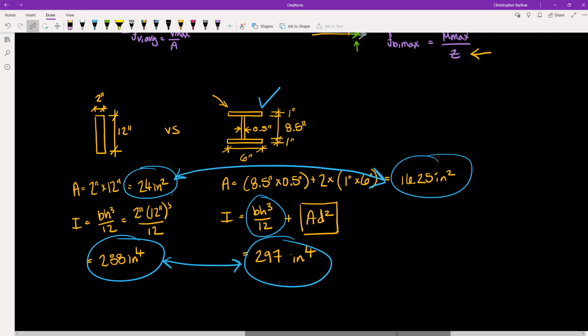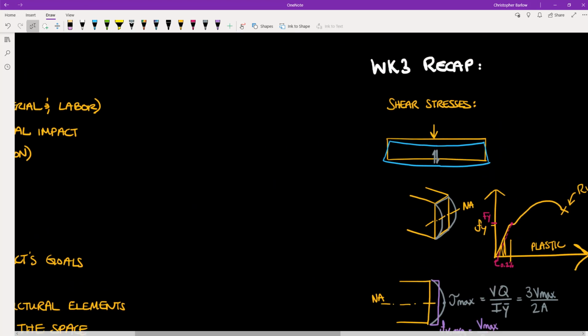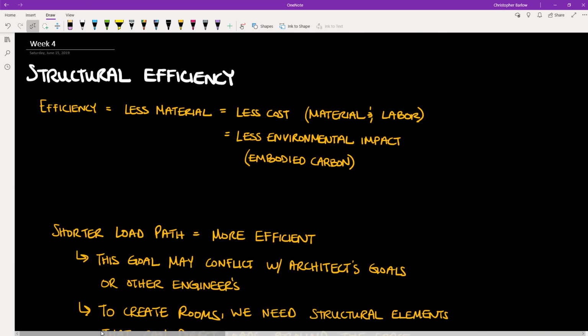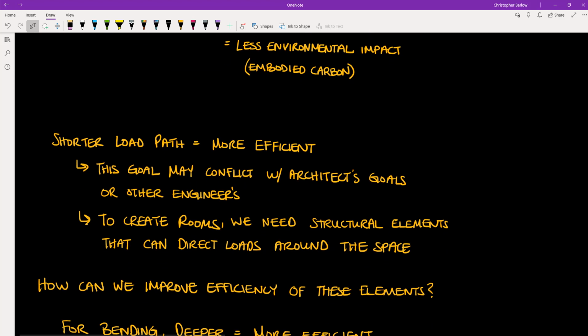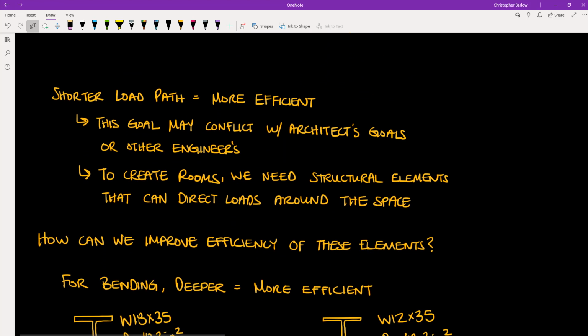Now let's take this conversation around structural efficiency further. Let's remind ourselves that structural efficiency has a number of benefits to the client as well as to the environment. All structural elements require raw material and energy to produce, and so selection of a structural system plays a key role in the overall sustainability of the project. So let's talk more about this idea of structural efficiency. Ultimately, structural efficiency starts with simplifying the load path.